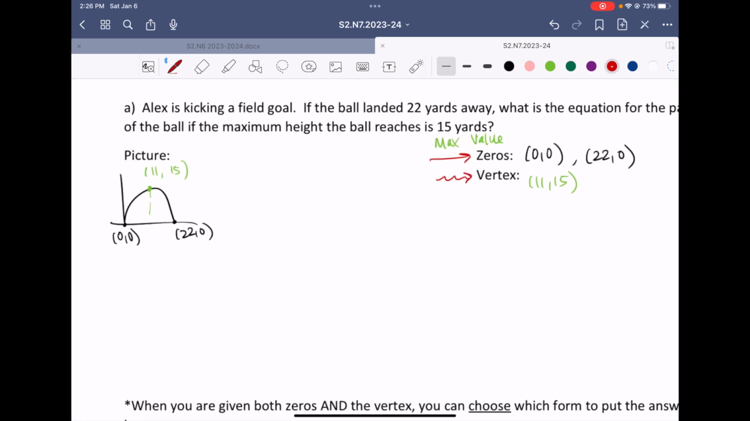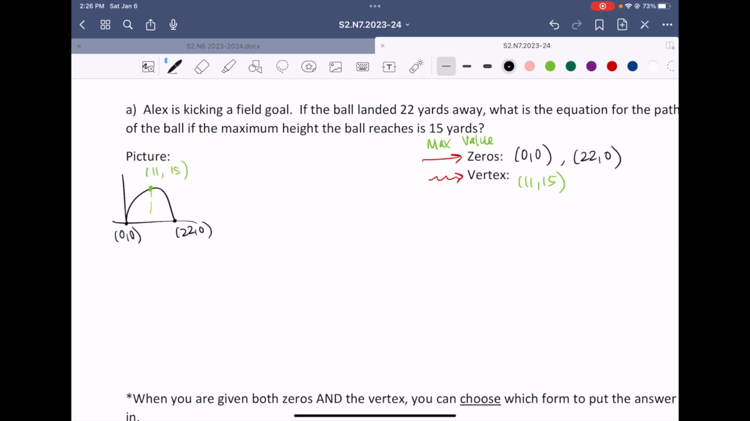But, you know, like I said, you do you. It doesn't matter to me. And in fact, it's not hard to transition to the other one. The hardest thing is finding the A value. And once we have the A value, writing it in both forms isn't that hard. So let's use intercept form first. And then next time we have a choice, we'll use vertex form.